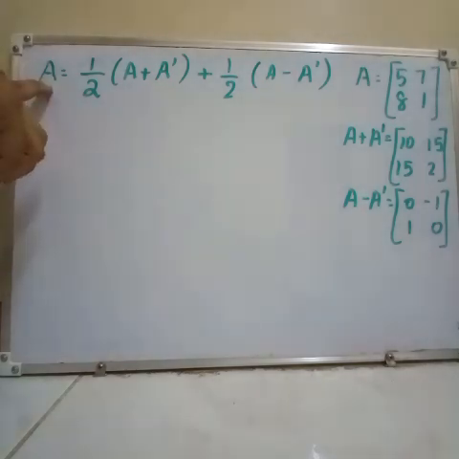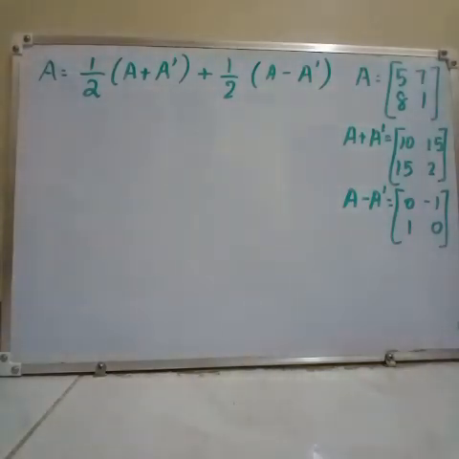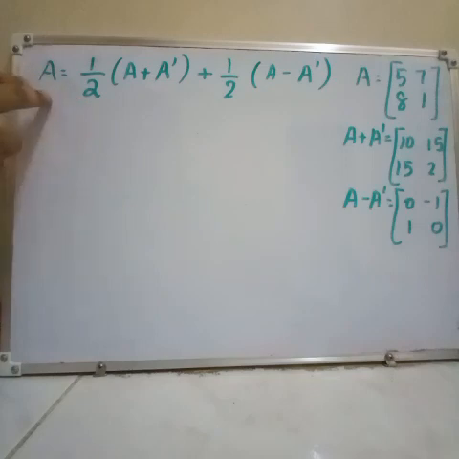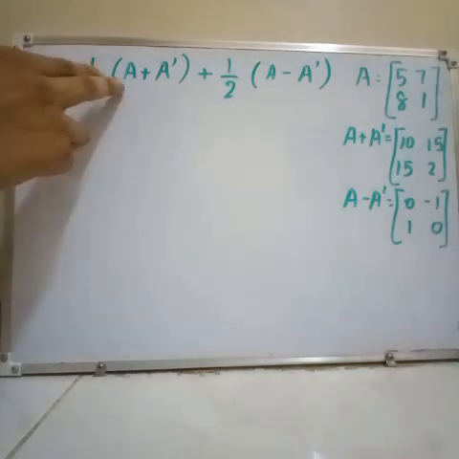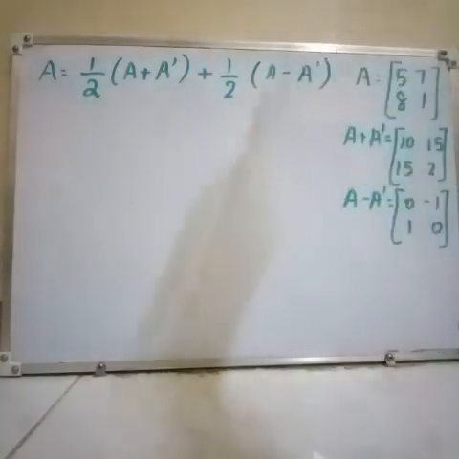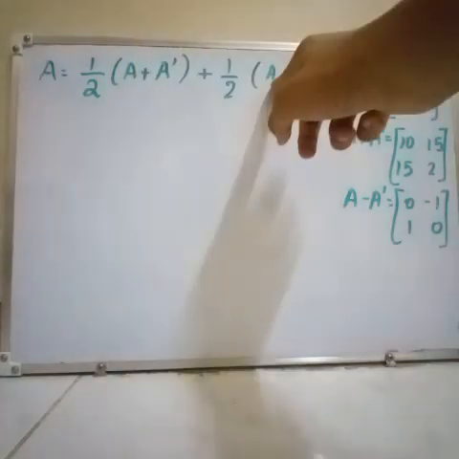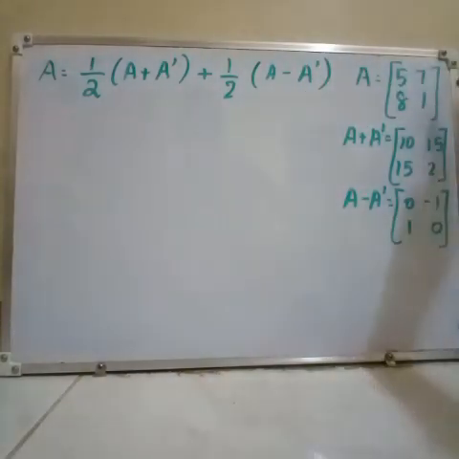Any matrix can be represented as the sum of a symmetric matrix and a skew symmetric matrix. So this is how it should be represented: A is equal to half times A plus A dash, plus half times A minus A dash. I have taken the same matrix which we did before for A plus A dash and A minus A dash, so it would be easier. We already did every step before. So this is our A, and this is A plus A dash we found out before, and this is A minus A dash we found out before.